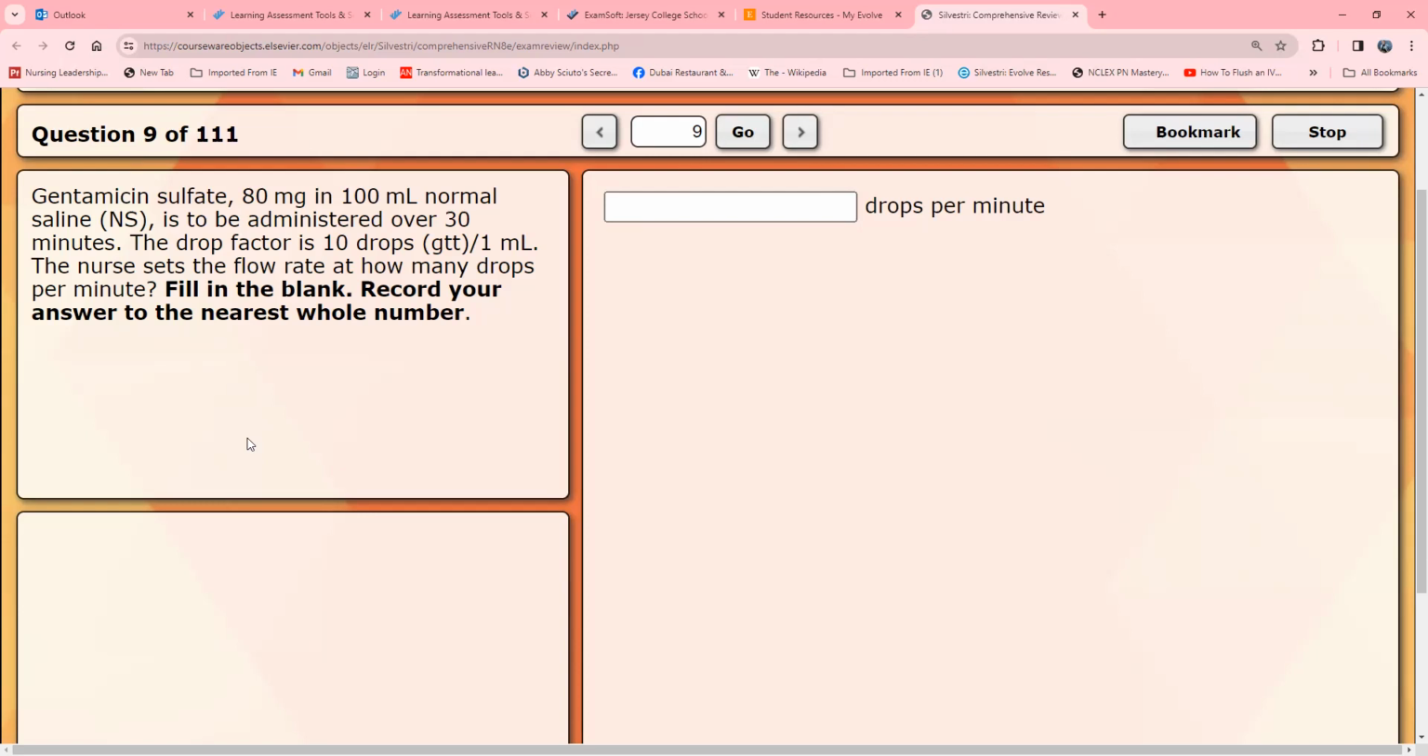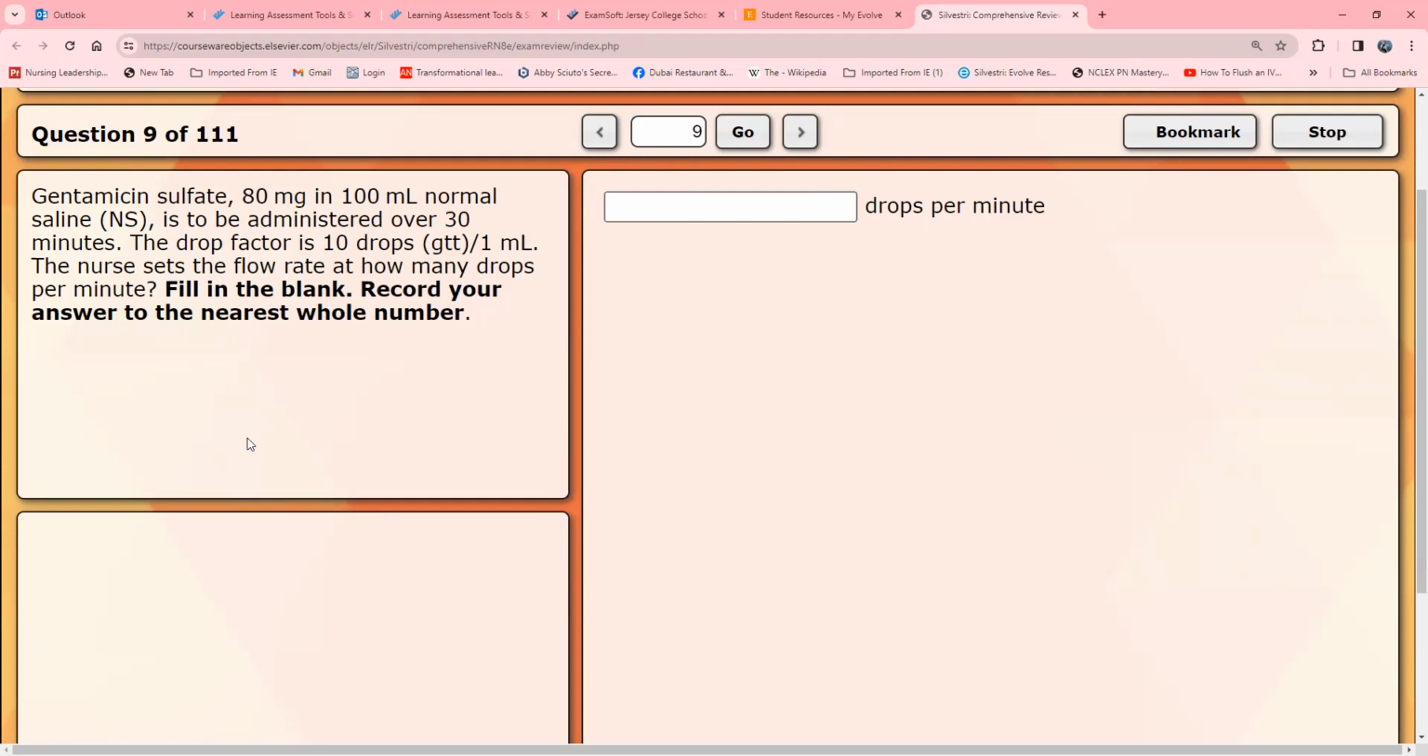Total volume over total time in minutes times the drop factor, always a whole number. That's what should be your formula, and that's how you should say it. Because as long as you say it like that, you shouldn't get it wrong.